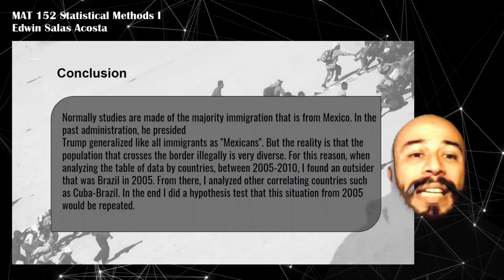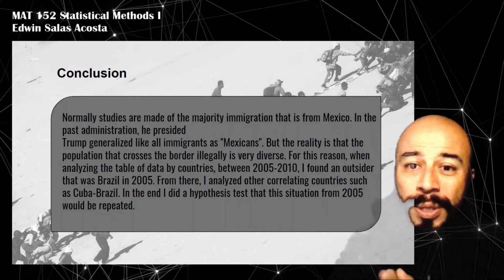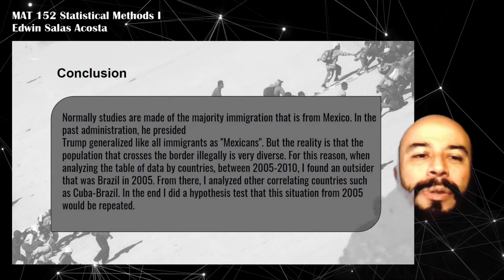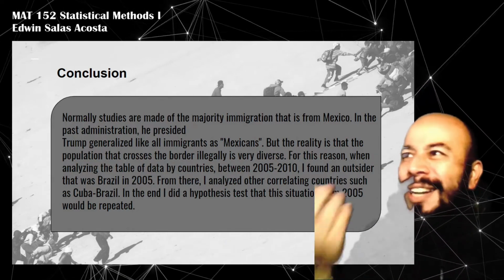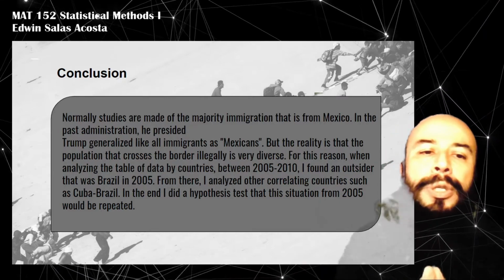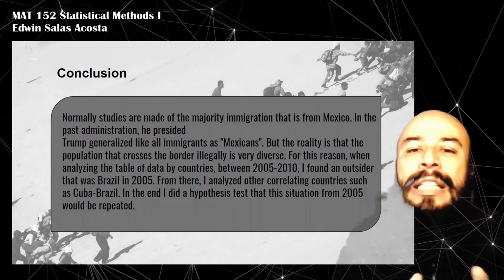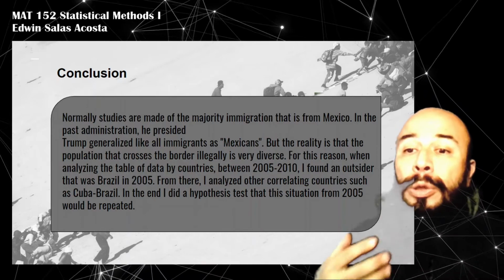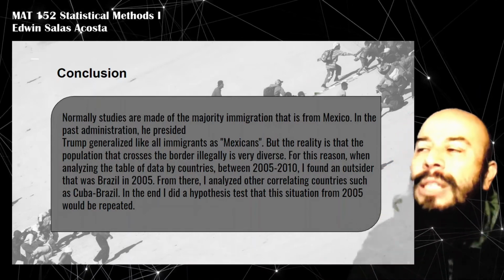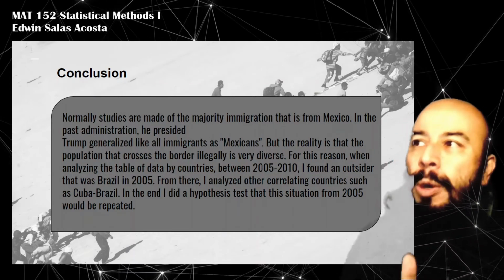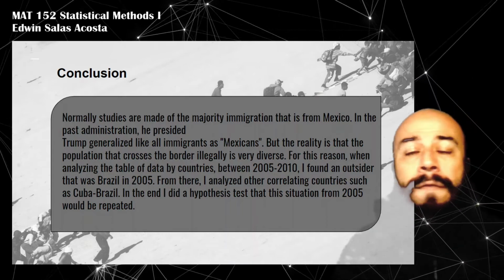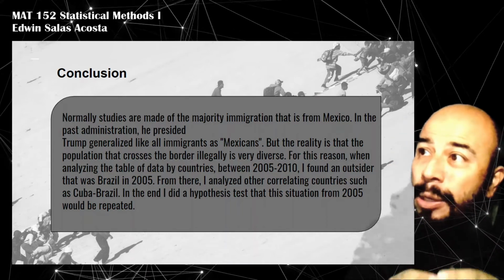For this reason, when analyzing the table of the data by countries between 2005 till 2010, I found an outsider, which was Brazil in 2005. I said it before. From there, I analyzed the other correlating countries such as Cuba and Brazil, and then I did the hypothesis test on whether the situation of 2005 will repeat. The tendency is not, and after the hypothesis test, it's possible not. But of course, it's a hypothesis test because we don't know whether a particular event will happen in the future.